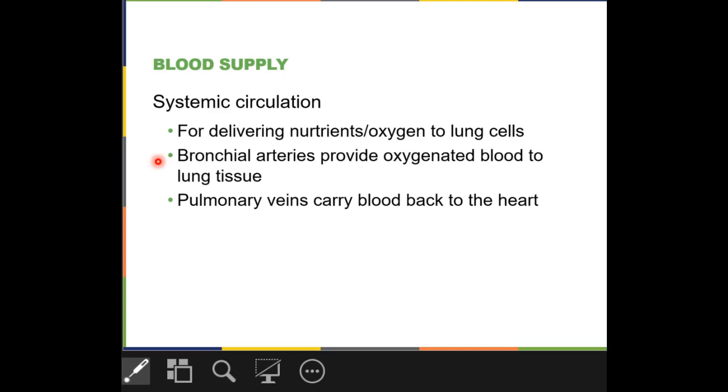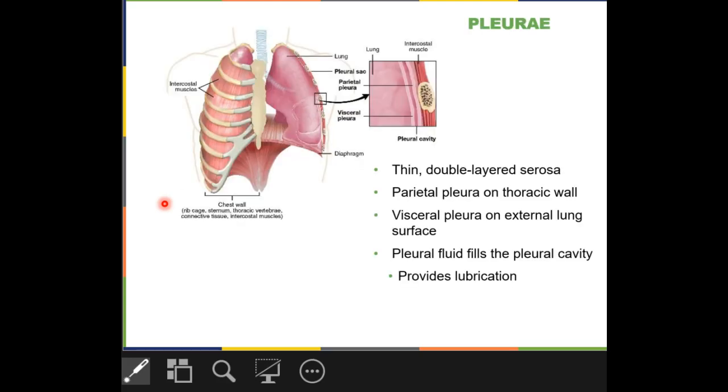There's some complicated plumbing that we're not going to go over. But ultimately, this bronchial arterial blood ends up being carried back to the heart through the same pulmonary veins that are part of the pulmonary circulation.